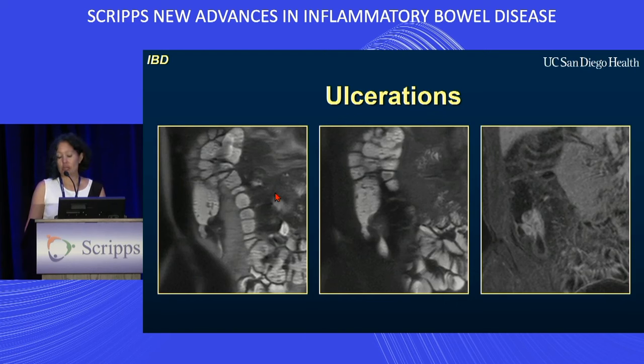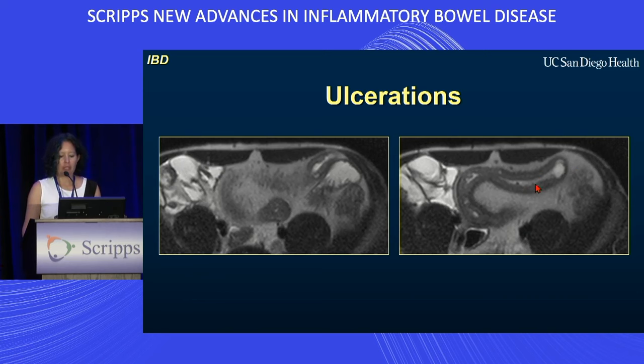And then ulcerations. Certainly this is something you guys can see in endoscopy. We can also see how far they extend and whether they communicate with other loops of bowel. This is a nice example here of an ulcer in the terminal ileum. You can see that little outpouching, and a lot of enhancement surrounding that area of inflammation.